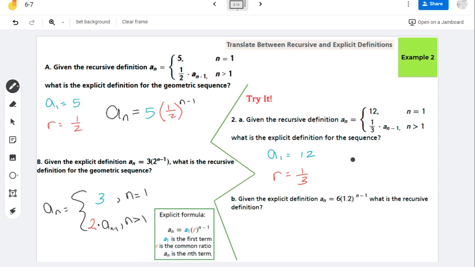To write my explicit formula, I know I have a sub n, and I know I have something raised to the n minus 1 power. And I just fill in the values. So a sub 1 is 12, and I'm multiplying that times the common ratio to that exponent.